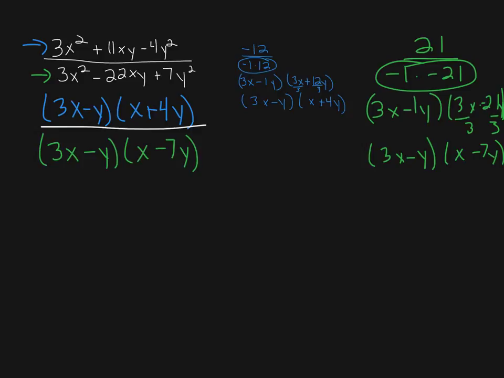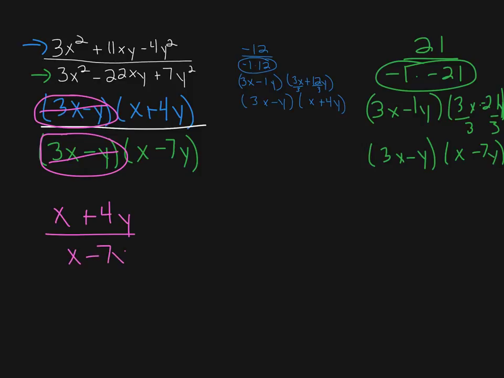Now remember, we cannot split groups up. They have to stay with their group. So either you can cancel the whole group or not at all. They do both have a 3x minus y. So that we can cancel. And that leaves us with x plus 4y over x minus 7y.